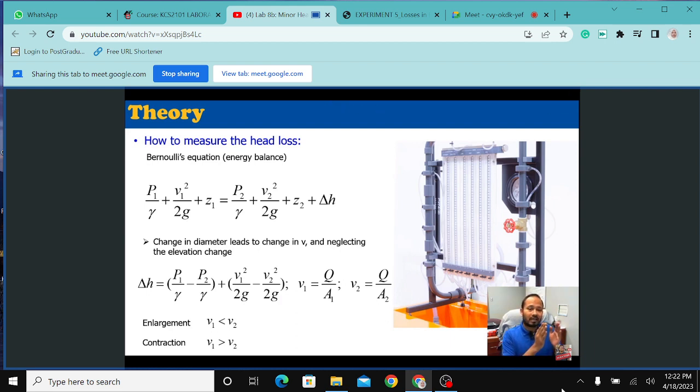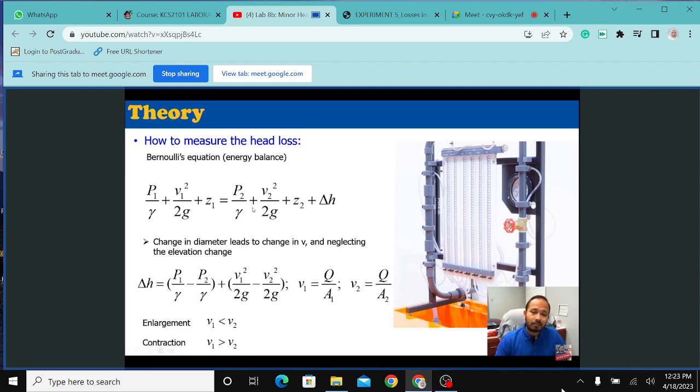If you remember, in our lab 8A, our pipe was smooth and the diameter was fixed. Now in this case, in the pipe fittings, there will be contraction and enlargement. So there is a change in diameter. That means there will be a change in velocity. And that's why the equation will be a little bit different from section to section.